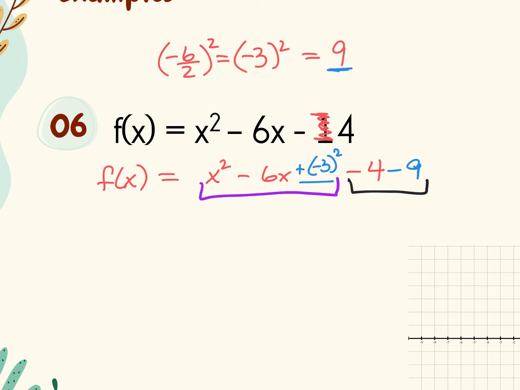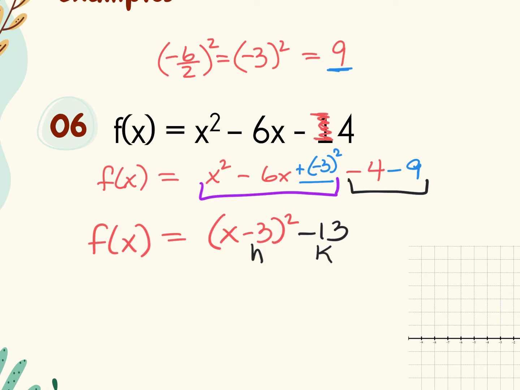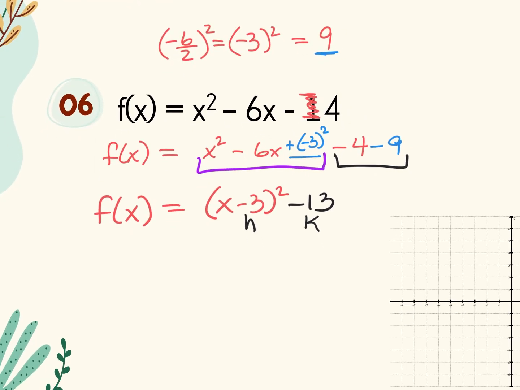So I'm going to end up with f of x equals x minus 3 squared. And then when I combine those like terms, I get minus 13. And now it's in standard form. This is my h, this is my k. So now the vertex is equal to 3 and negative 13. Remember, the h is opposite of what you think.